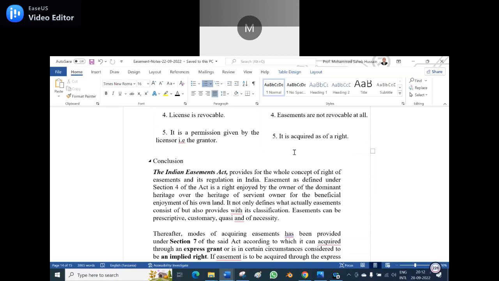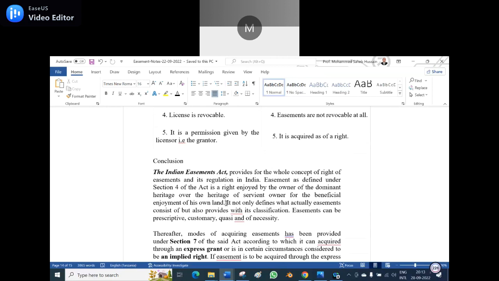The Indian Easements Act provides for the whole concept of the right of easements and its regulation in India. How the easement will be applicable to the servient heritage by the dominant heritage is clearly given in the Act. In India, easement as defined under Section 4 of the Act is a right enjoyed by the owner of the dominant heritage over the heritage of the servient owner, for the beneficial enjoyment of his own land. If he wants to enjoy his own land, he should have to use the easement over the servient owner's land.